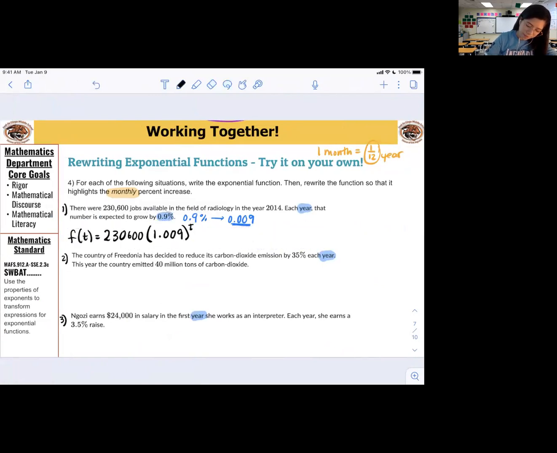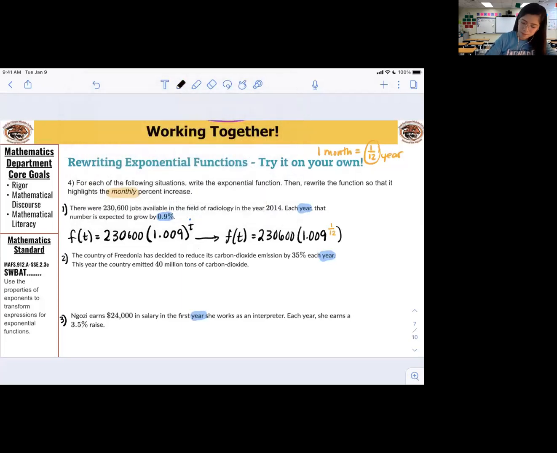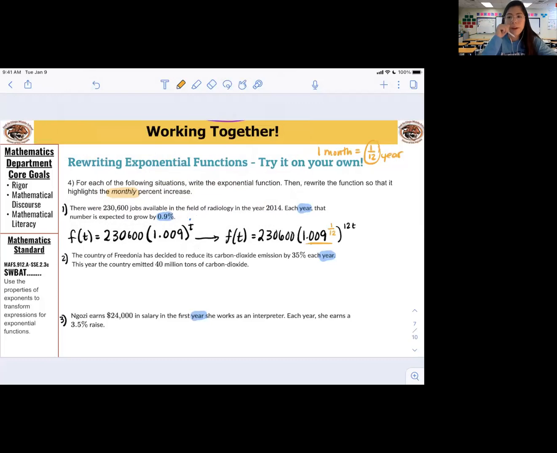There we go. Okay. Now I'm converting it to monthly. So I've got to turn this into f of t equals 230,600 times 1.009 to the power of 1 over 12. And what goes on the outside? 12t. So we're going to do this for each of these problems, the same process. Then there's one last step: plug this into your calculator and simplify it.